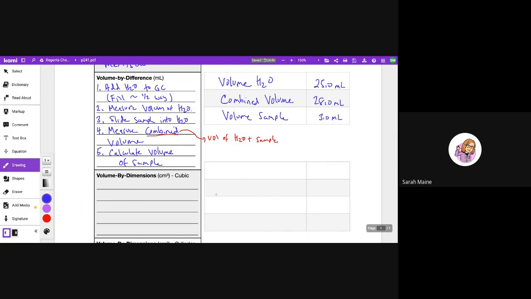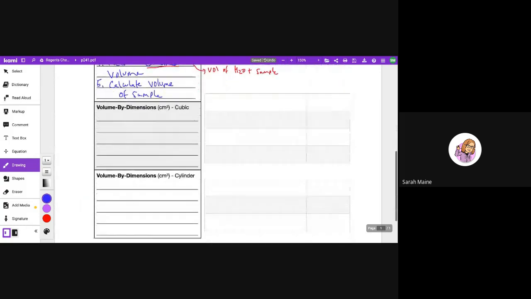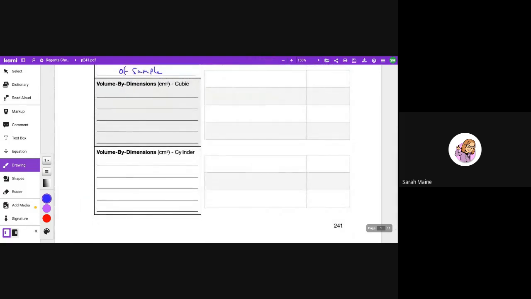Now, once in a while, we will determine the volume of a sample by dimensions. And notice our unit has centimeters. So these are using a ruler. Make sure it has metric scaling on there. So what we measure and how we calculate the volume will depend upon the overall shape. And so in chemistry, we stick to two basic shapes.